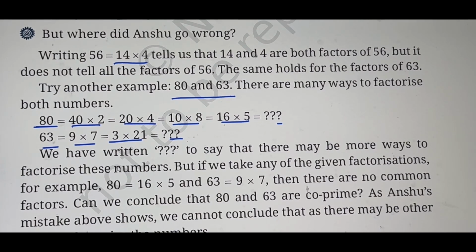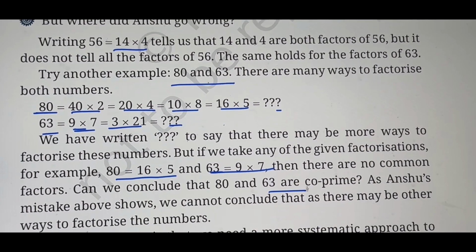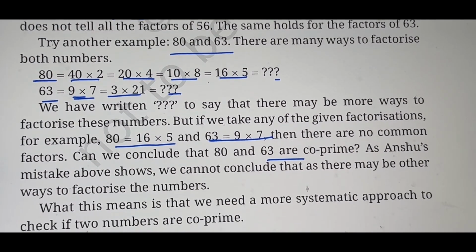Then how do we come to know that we have found all the factors of a particular number, right? So if a person chooses, suppose, 40 and 2 and 9 and 7, that person will say yes, they are co-primes because there is nothing common, right? Suppose this person here has taken the example of 16 and 5 and 9 and 3. There are no common factors, so we can say that they are co-primes. But will that be correct? It will be the same as Anshu's mistake, right?